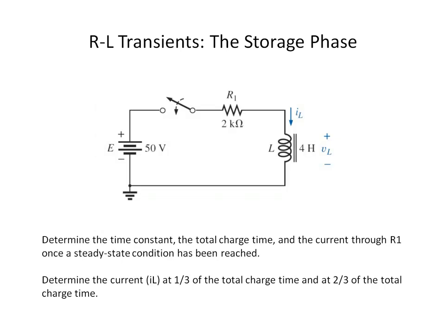Here we have an exercise, and we're asked to determine the time constant, the total charge time, and the current through R1 once a steady state condition has been reached. Finally, we're also asked to determine the current I sub L at 1/3 of the total charge time and at 2/3 of the total charge time.